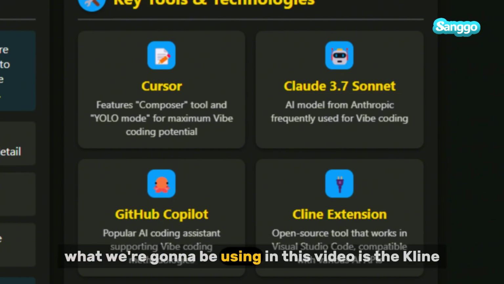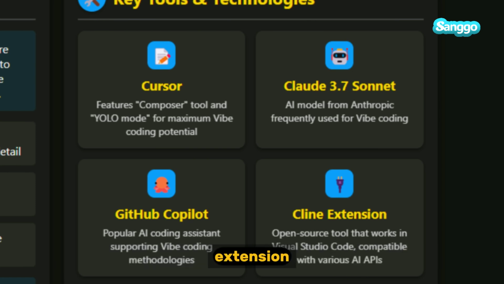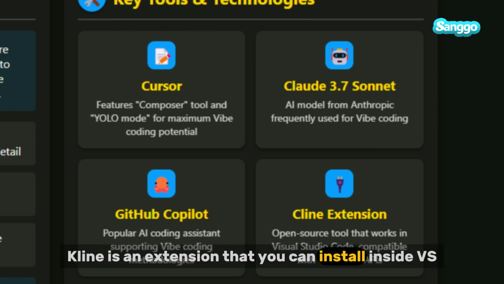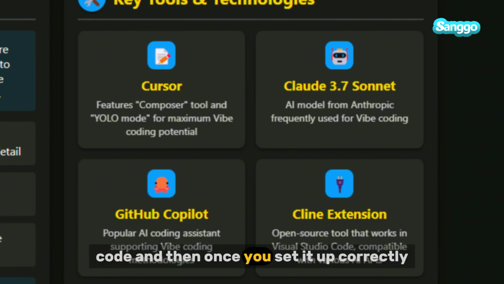And then what we're going to be using in this video is the Cline extension. Cline is an extension that you can install inside VS Code, and then once you set it up correctly, you can chat to it and let it write code for you. You can also use it with the various APIs of your choosing.